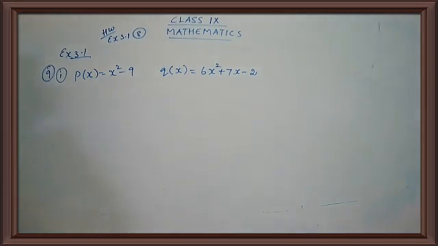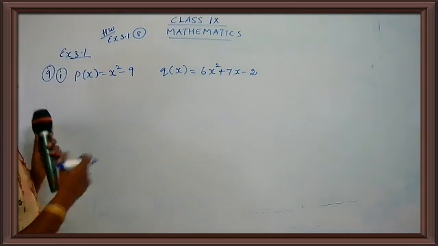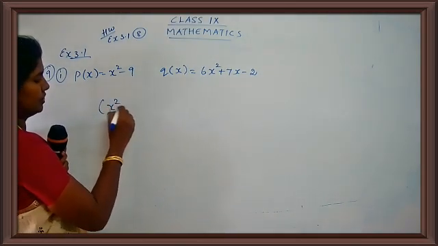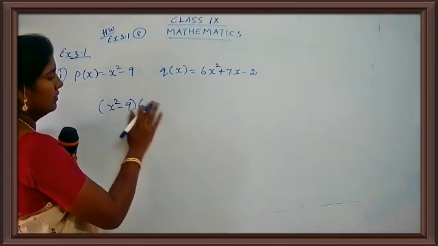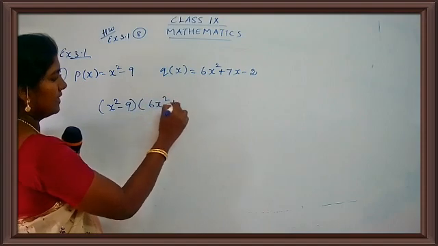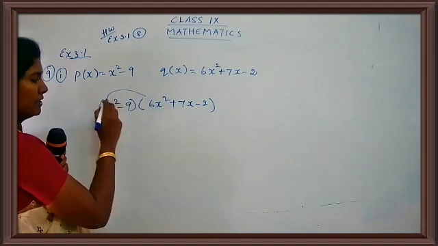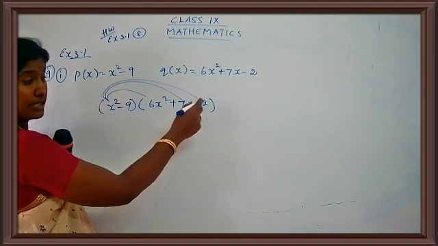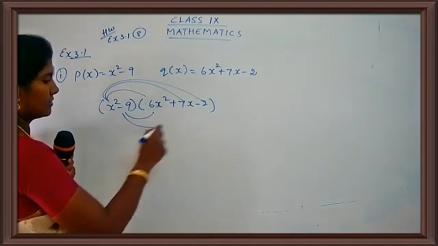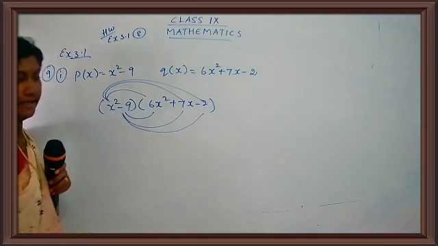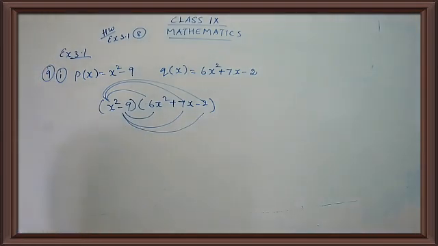You would have done the multiplication by another method. So we have two methods for doing the multiplication. x square minus 9 into 6x square plus 7x minus 2. Then we would have opened the bracket and multiplied x square with each term, and then multiplied the minus 9 with each term. Yes, we have learned this method in our lower classes. This is one of the methods of multiplying.